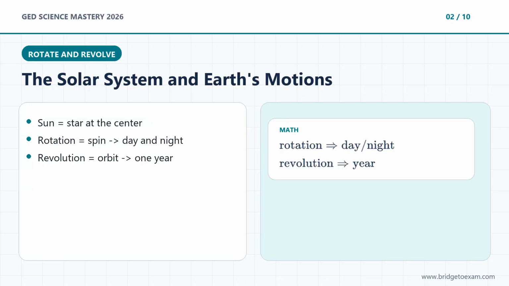The sun is a star at the center of our solar system. Planets, including Earth, orbit the sun because of gravity. Earth has two motions you must separate. Rotation means Earth spins on its axis. That causes day and night. Revolution means Earth travels around the sun. One revolution is 1 year. So rotation gives day and night, while revolution plus Earth's tilt gives the seasons.